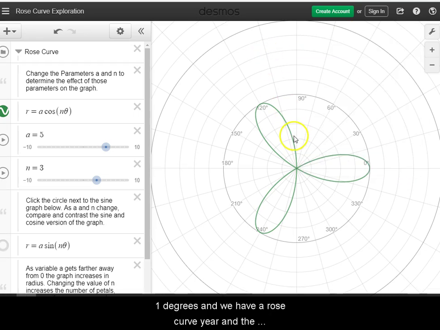So we're in degrees, and we have a rose curve here. And the equation in generic form is a cosine n theta. It could also be a sine n theta that comes up down here. So what you're going to play with a little bit is the value of a. Play that, bigger, smaller, see what that does to impact the curve. And then play with n a little bit.